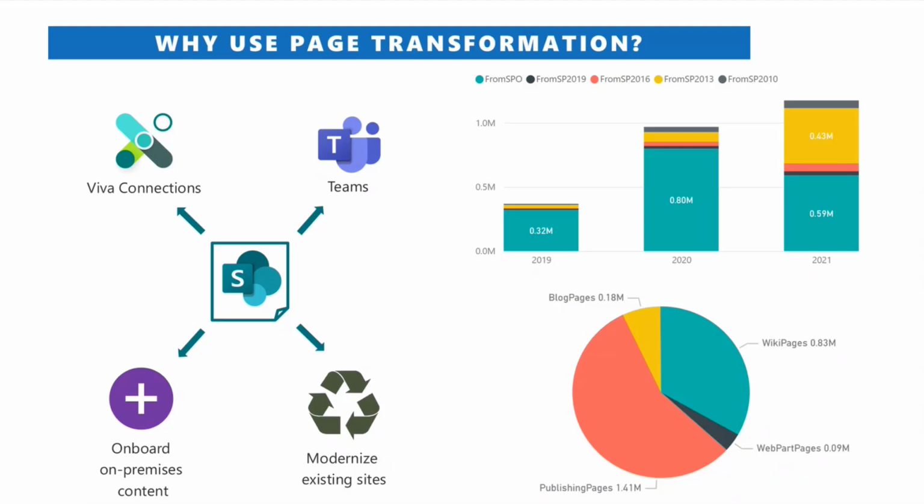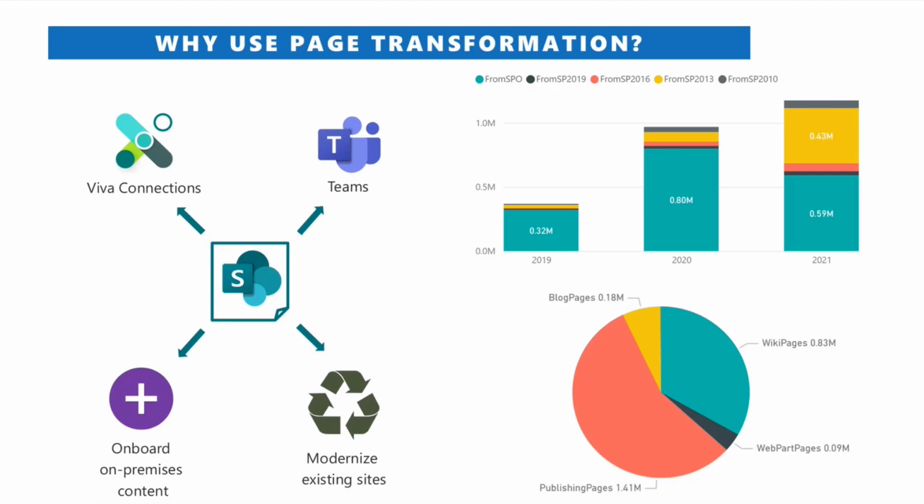But I want to first set the scene about why page transformation is important. Why should you care about page transformation? One thing to remember is that SharePoint modern pages are key in SharePoint, and they will be getting more and more important. If you use Viva Connections and you can, for example, redirect to a page, it has to be modern. Modern pages work in Teams. So inside SharePoint and the products around SharePoint, it's really important.